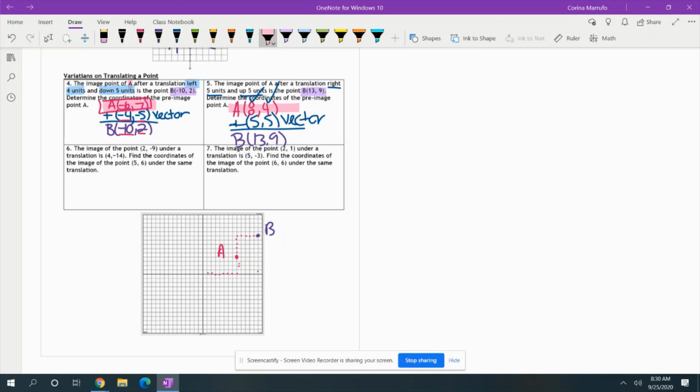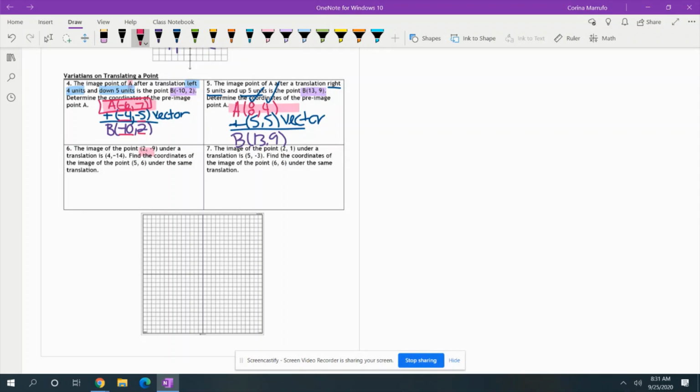All right, the next one says the image of point (2, -9) under translation is (4, -14). Find the coordinates of the image of the point (5, 6) under the same translation. So we do not know what the translation is. We need to figure it out. But they do tell us that the original point is (2, -9). So let's go ahead and graph that real quick.